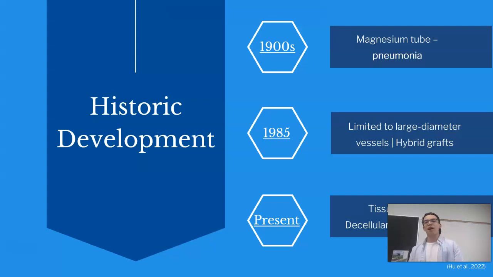Fast forward to 1985, largely more successful, specifically synthetic materials being implanted, but they were limited to large diameter vessels. Hybrid grafts also were up and coming, but again, limited to canine models or just animal models in general. Fast forward to the 2000s/present time, tissue engineered vascular grafts, cellularized vessels, are very much an active and adamant focus for solutions to develop these artificial blood vessels.